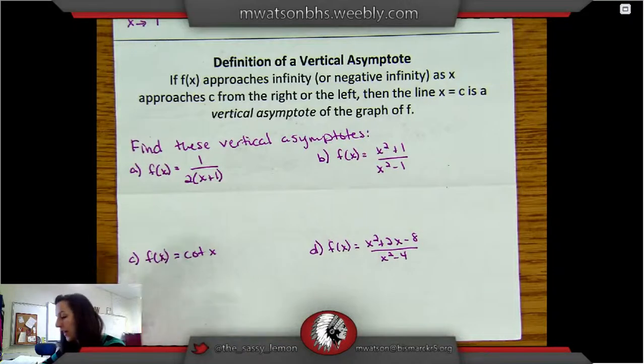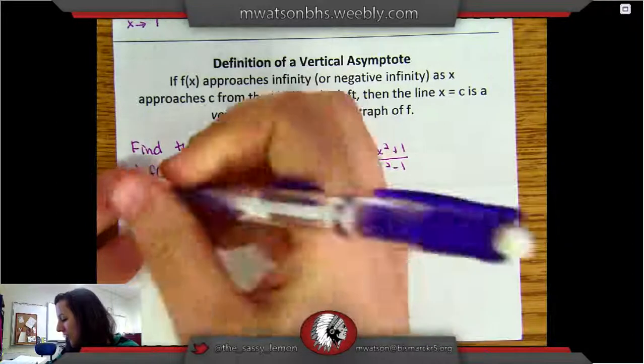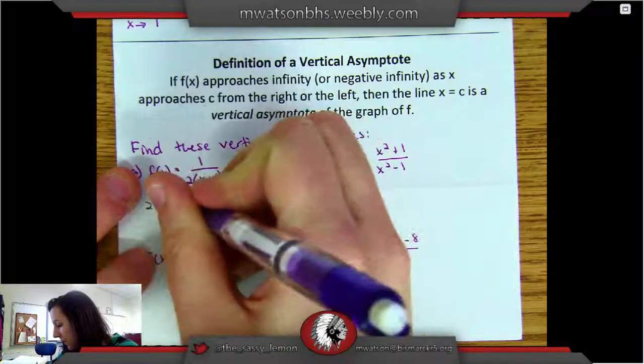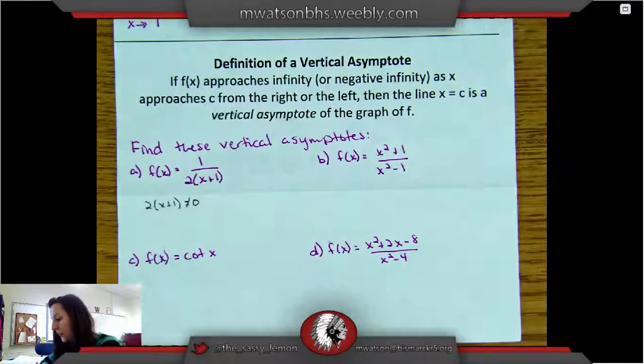So with example A, to find the vertical asymptote, we want to find the excluded value. We want to find where does this function mess up? Well, we have a fraction and we can't have a 0 in the denominator, so that's probably what we're going to look at. So we're going to say 2 times the quantity x plus 1 does not equal 0, because that's the value that we can't have in our graph.